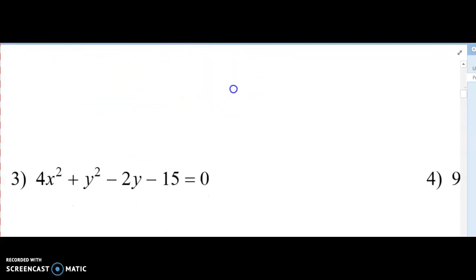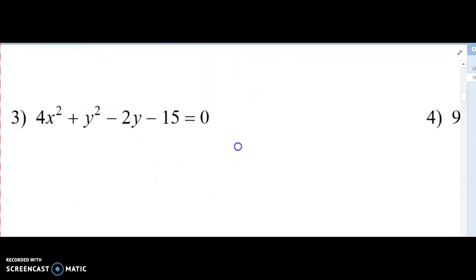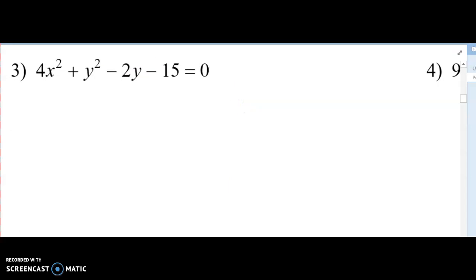All right, moving on to number 3. I'm going to have you do the even problems on your own. All right, so again, let's take a look at my squared variables. I have x squared, I have y squared. Now, here I have just 4x squared, so there's really nothing to complete the square with that one.